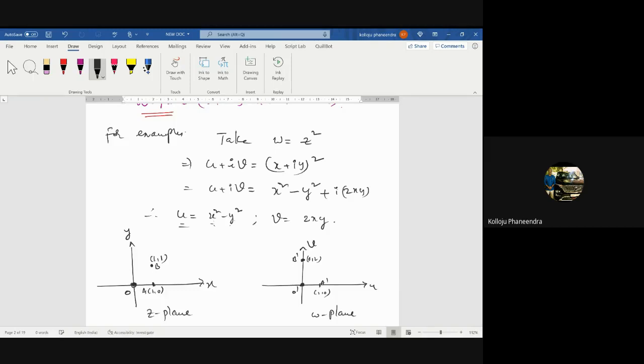Then, for example, if this is the triangle joining 0 0, 1 0, 1 1, what is its image? Exactly, this is the image. This is the triangle R and this is its image R dash. That means this is a mapping from where to where? From the z plane to the w plane. Mapping or function. This is the concept of complex function.